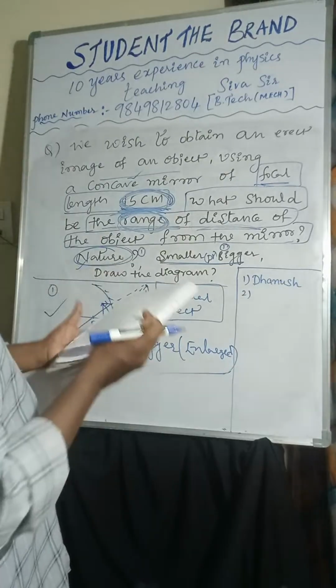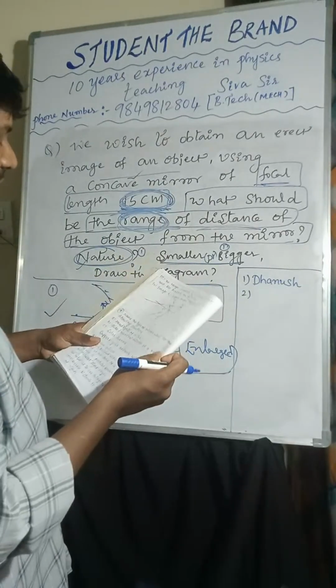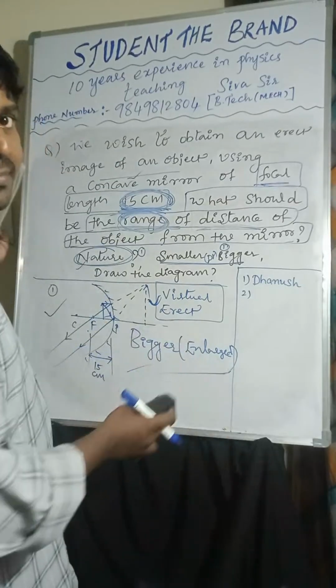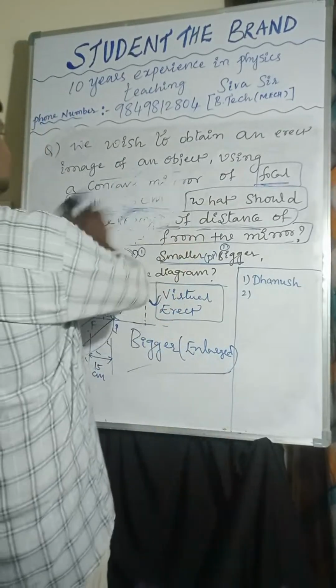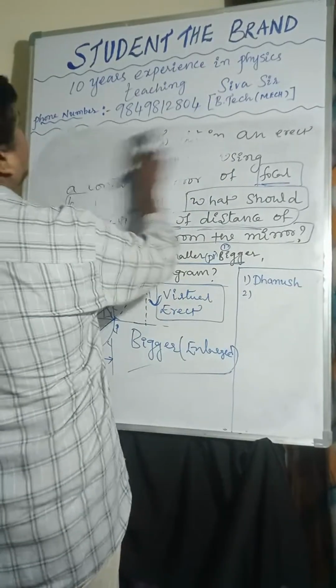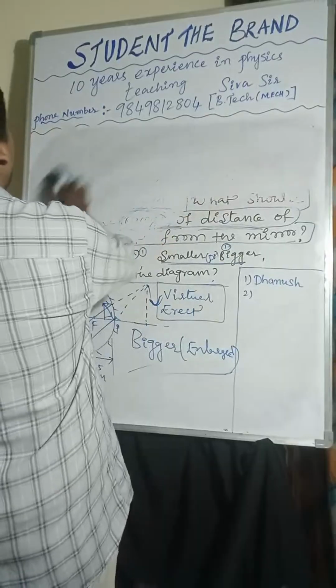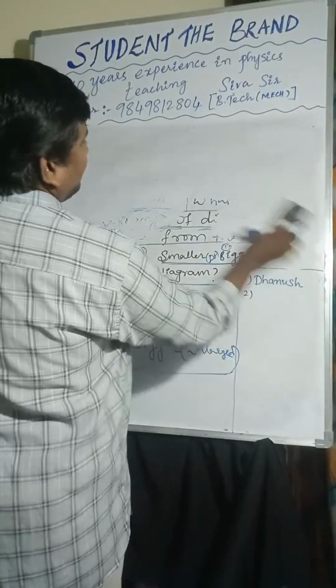Next one. Name the type of mirror used in the following situations. Shall I rub? Okay, done. I'm rubbing. Name the type of mirror.